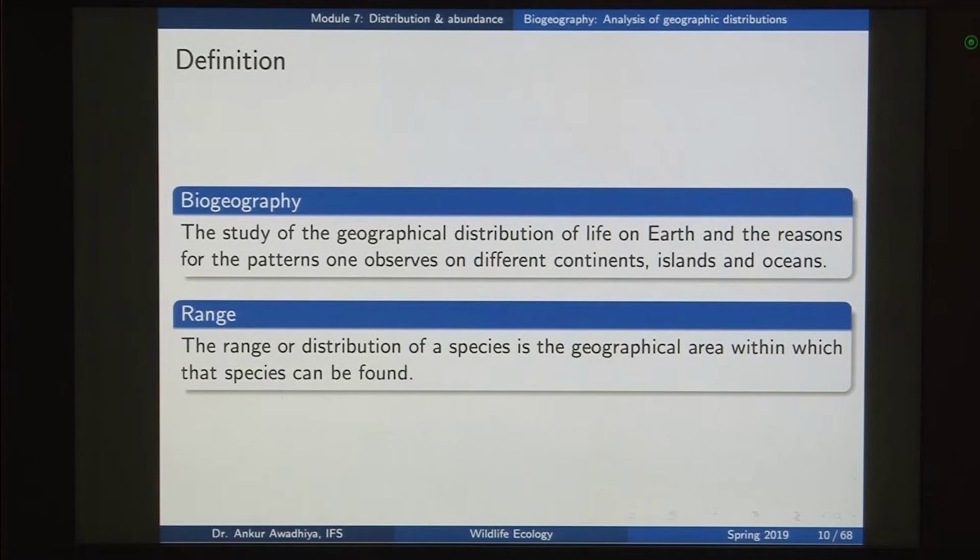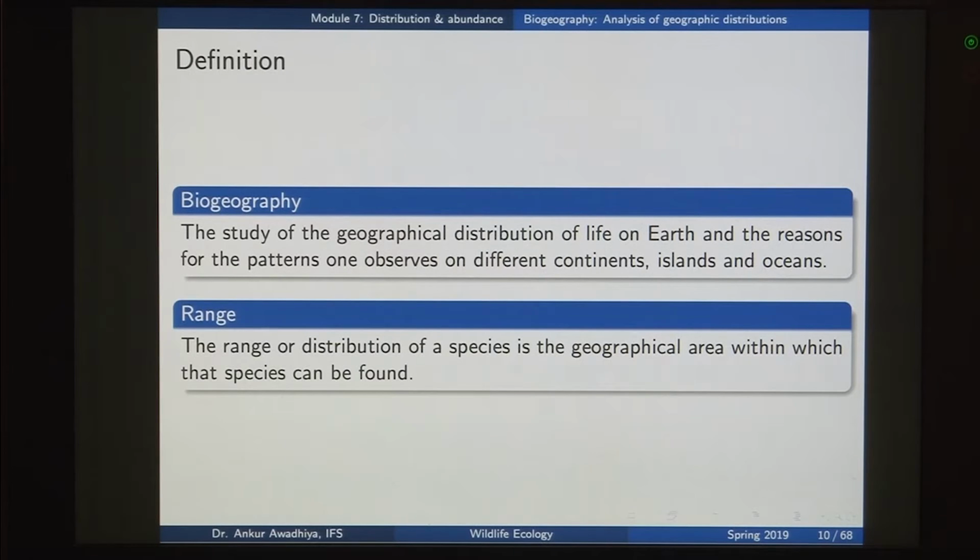Similarly, you can have oceanic biogeography, which will ask what species in the oceans are found near the continents, what species are found away from the continents, what species are found in the upper layers of water, what species are found in the seabed, and what species are found in the column of water, and so on. So, you can have different subdisciplines of biogeography in the form of continental biogeography, island biogeography, oceanic biogeography and so on.